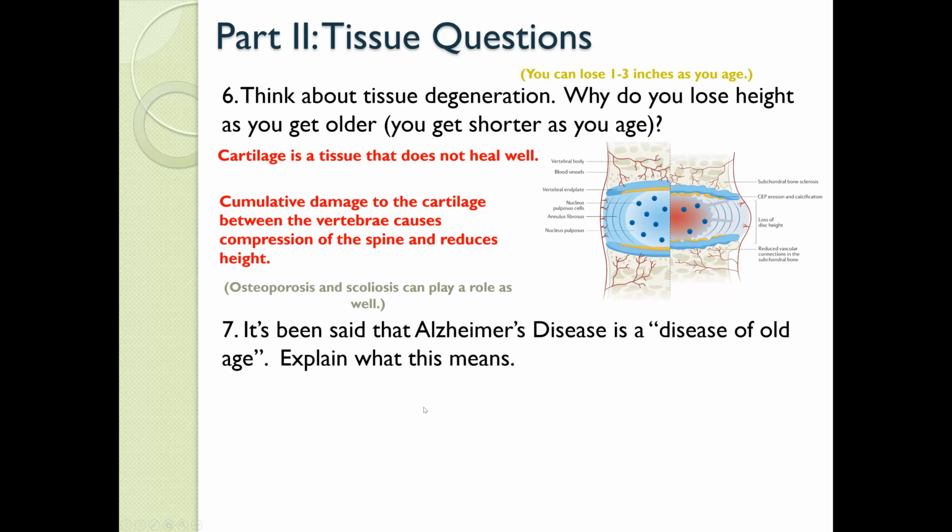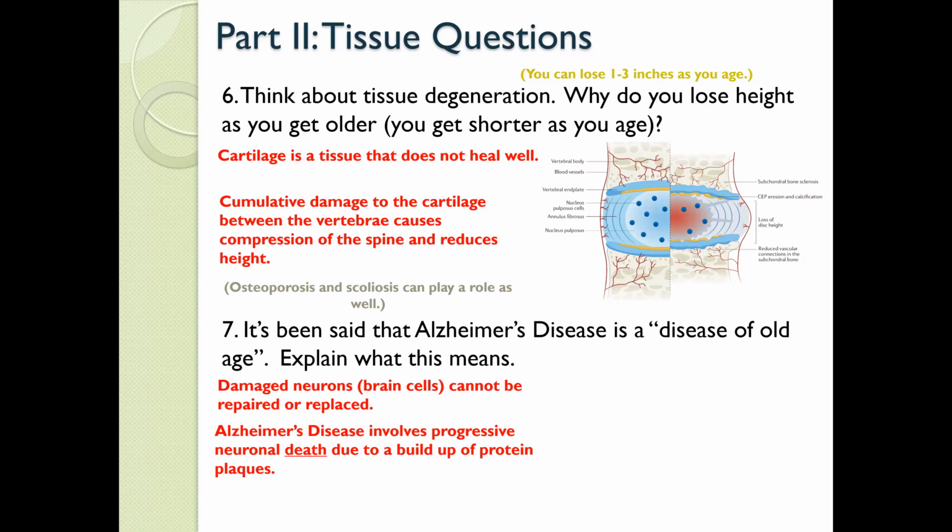So number 7, it's been said that Alzheimer's disease is a disease of old age. Explain what this means. Remember that damaged neurons, which are brain cells, cannot be repaired or replaced. Alzheimer's disease involves progressive death of your neurons due to a buildup of protein plaques. We mentioned that briefly in the Chapter 3 activity.